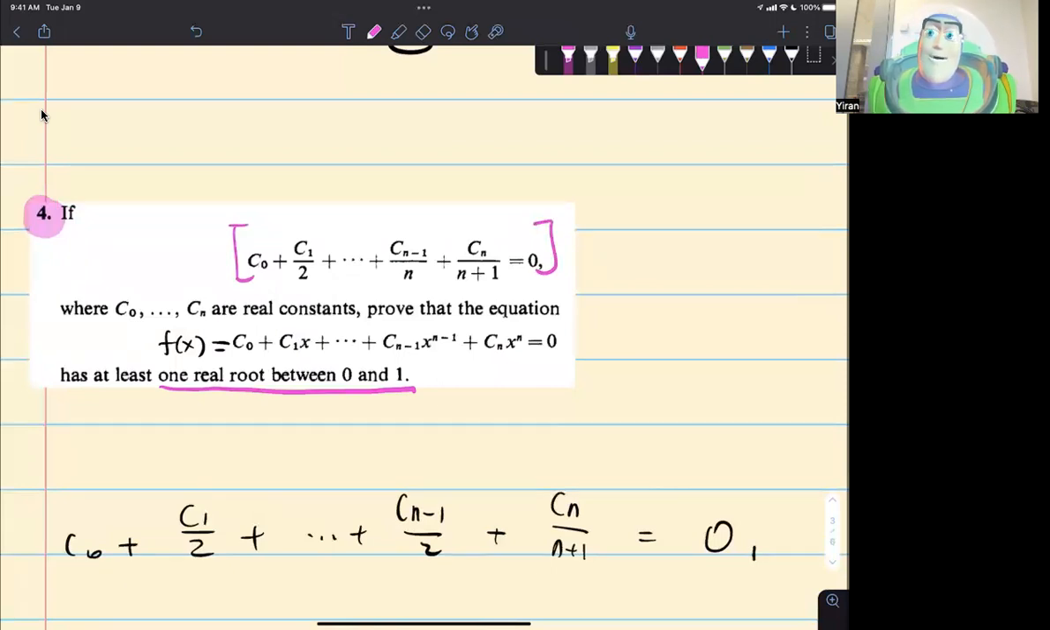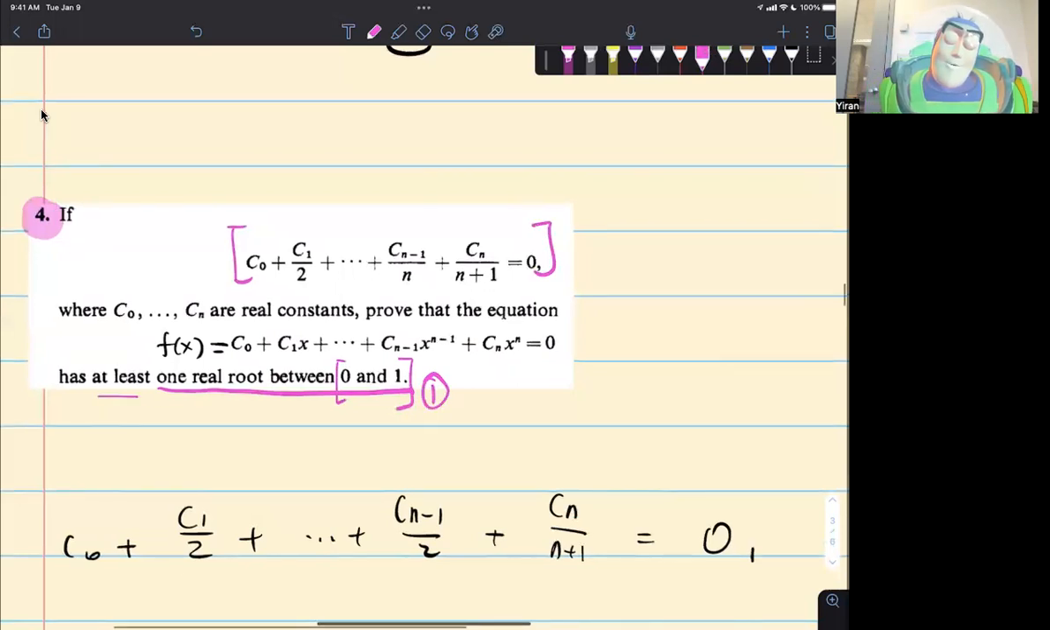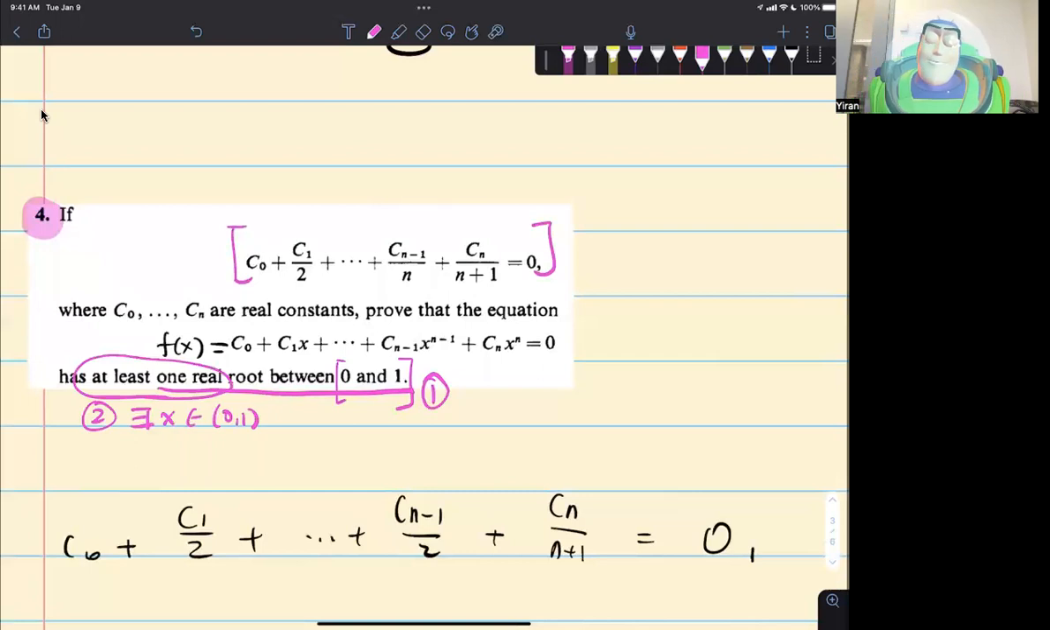But actually the hints are everywhere in the problem. For example, this "between 0 and 1" is a hint. I will label that as a hint. It leads us to think about the closed interval 0 and 1. And "at least one root" is another hint. This is letting us show existence. So we want to show there exists x in 0 and 1, combining 1 and 2. And there are more hints.